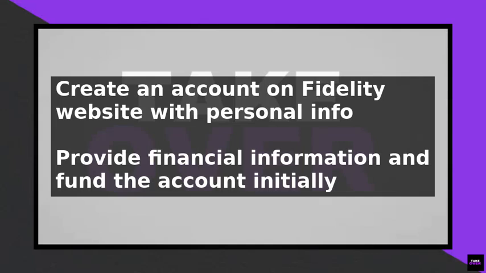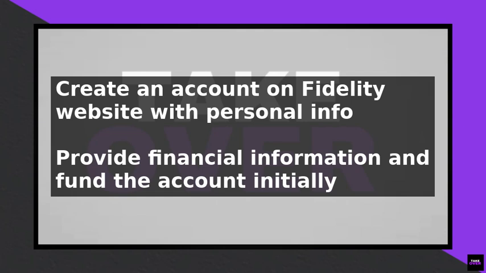To buy stocks on Fidelity, you will first need to create an account if you do not already have one. Go to the Fidelity website and click on the Open an Account button. Then follow the prompts to provide the required information. You will need to provide personal and financial information, including your name, address, and social security number.